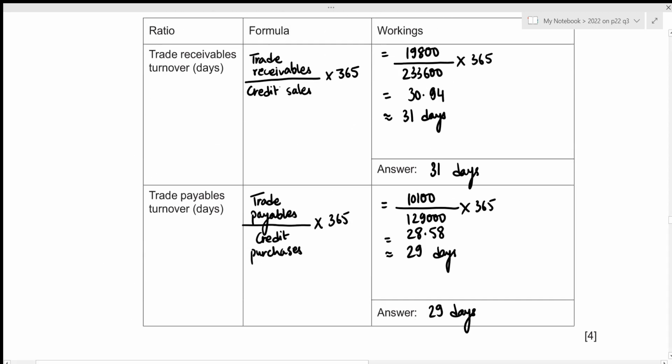We can see that our trade receivables turnover in days is 31 days, whereas the trade payables turnover in days is 29 days. So this just means that we receive the payments from our debtors or credit customers within 31 days, whereas we pay our suppliers within 29 days. And we can see that we are paying at an earlier date as compared to the date at which we are receiving, right? This can result in cash flow problems because we are paying suppliers before receiving settlement from customers. Let's write it down.